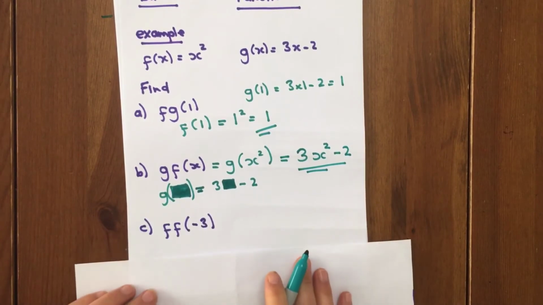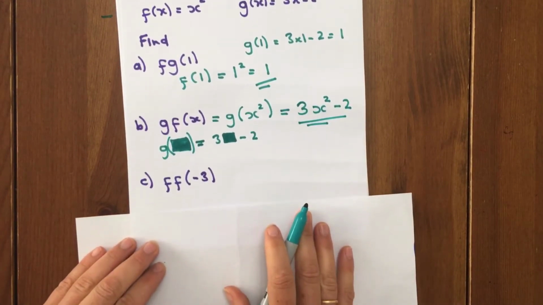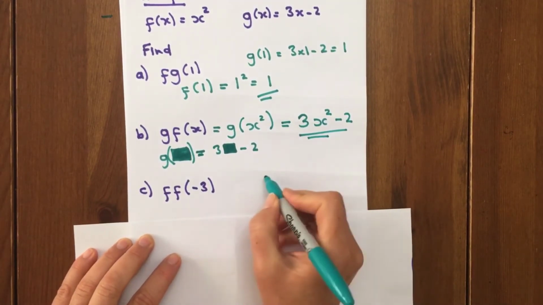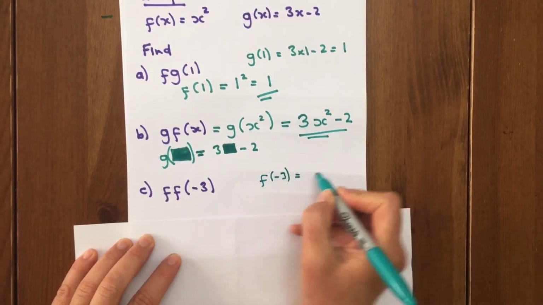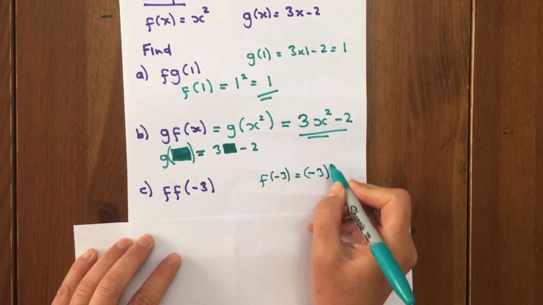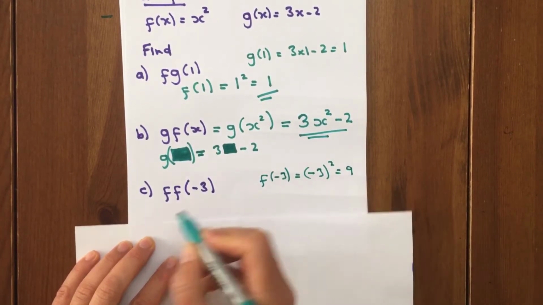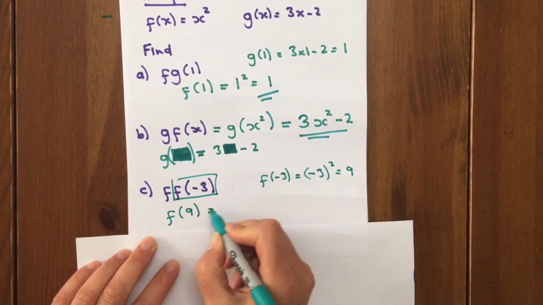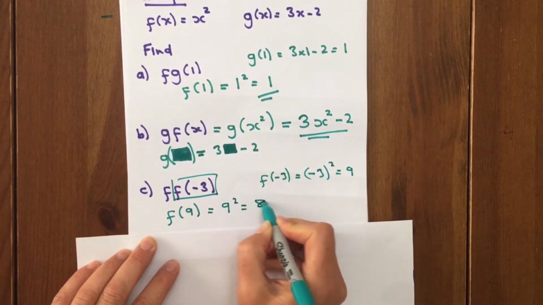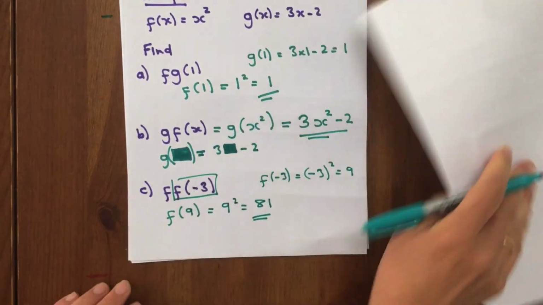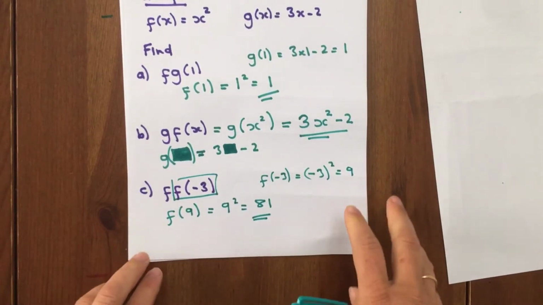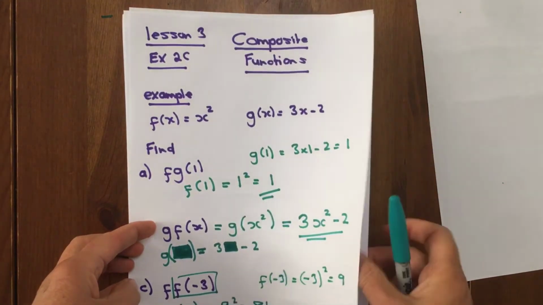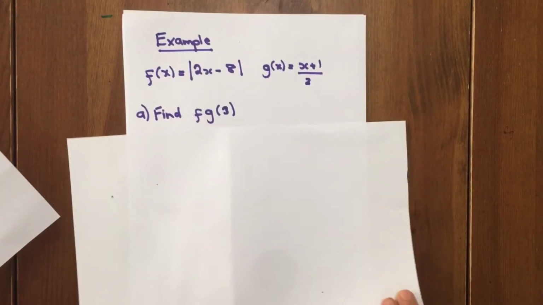Okay, let's look at the last question here. f on negative 3. If I work out f of negative 3 first, I know my function for f is squaring, so I get 9. Now I'm going to put 9 into f, and f of 9 just means 9 squared, so I get 81. So that's how you do it for GCSE.